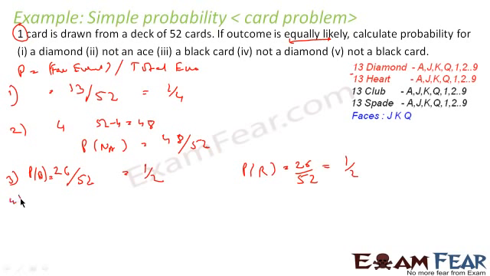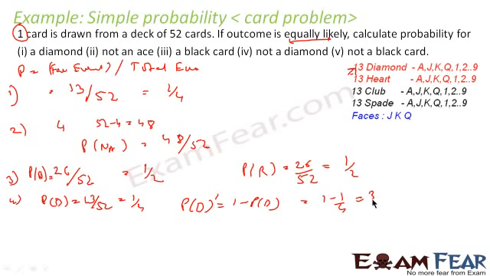Probability of not a diamond. We'll first find the probability of diamond, then subtract. There are 13 diamonds, so 13 by 52 is equal to 1 by 4. So probability of not diamond is equal to 1 minus probability of diamond, which is 1 minus 1 by 4, equal to 3 by 4.